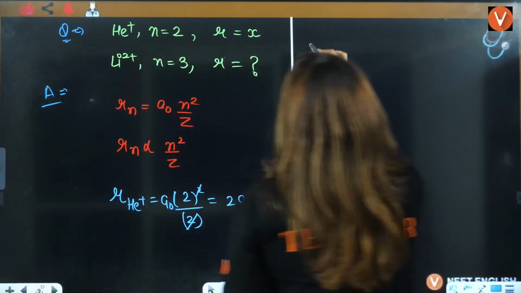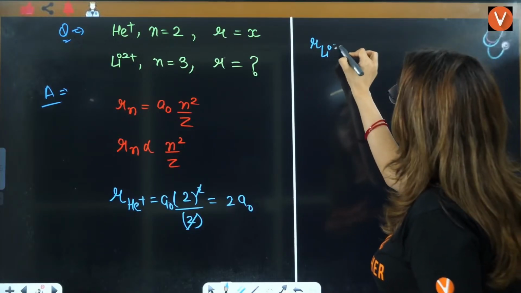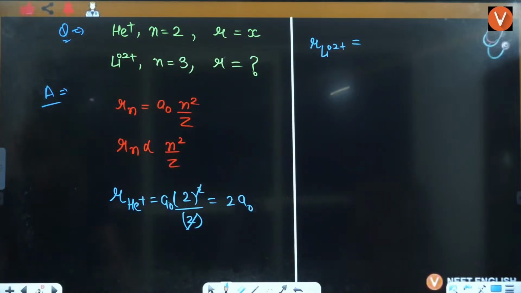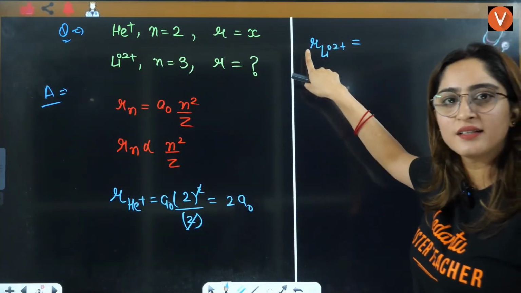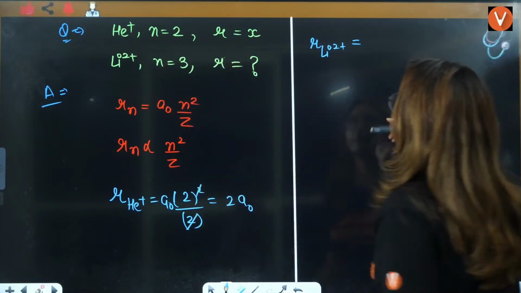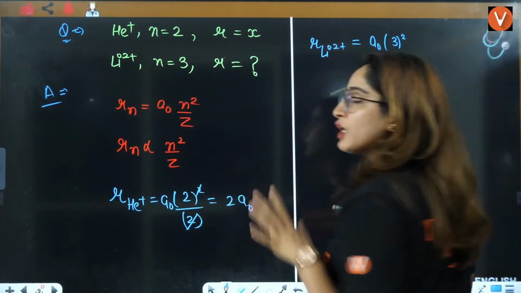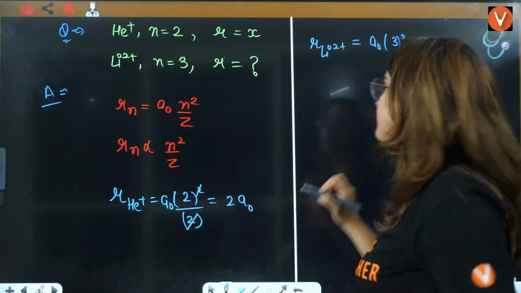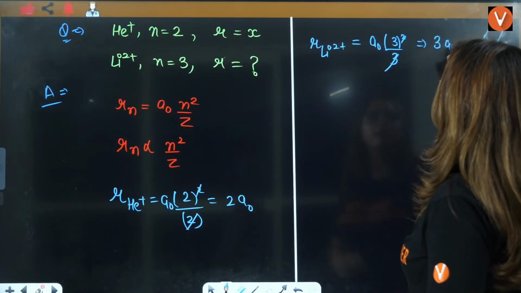Right? Now radius for lithium 2 positive is going to be what? Everyone in the chat box, tell me if that is clear, right? Okay, that is getting clear to everybody, right? Now, lithium 2 positive, guys, what is the value of n here? They have given you the third orbit. Okay, so a naught 3 square. What is the value of Z in lithium? Hydrogen, helium, lithium. Lithium is 3. So I'll write 3, right? So it is coming out to be 3 a naught.